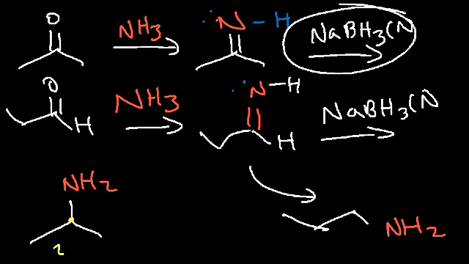So here it's on a secondary carbon, but this is still considered a primary amine because the nitrogen is only attached to one carbon. So this is a primary amine, but it's on a primary carbon. So as you can see, you can get both types of amines by way of that reaction.